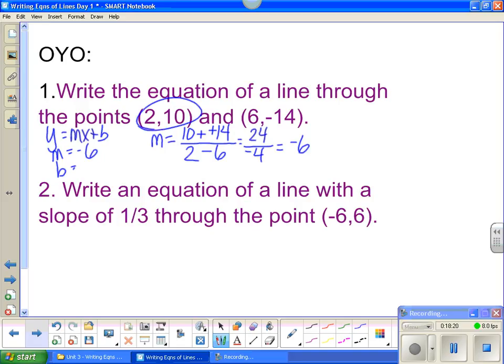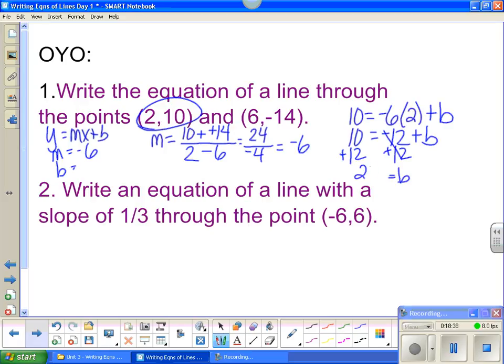I'm picking this point. So y equals mx plus b. b equals 22. So my answer is y equals negative 6x plus 22. Piece of cake. Number 2.